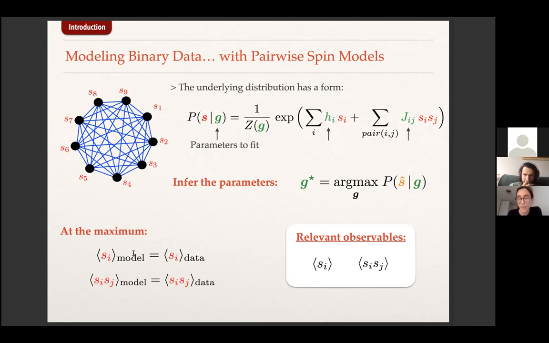So what it means physically is that this is the local magnetization. So when we fit this model, we ensure that the local magnetization in the model is exactly equal to the local magnetization in the data. And we ensure that the local correlations in the model are exactly equal to the local correlations in the data. So what we do when we take this type of parametric model is we assume that the relevant observables of the system are the local magnetization and the local correlation.